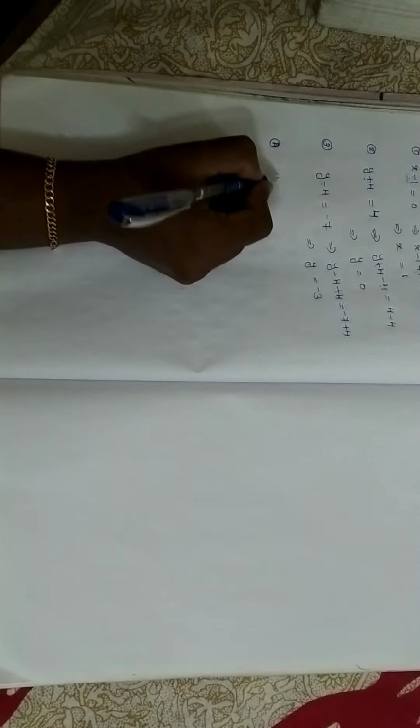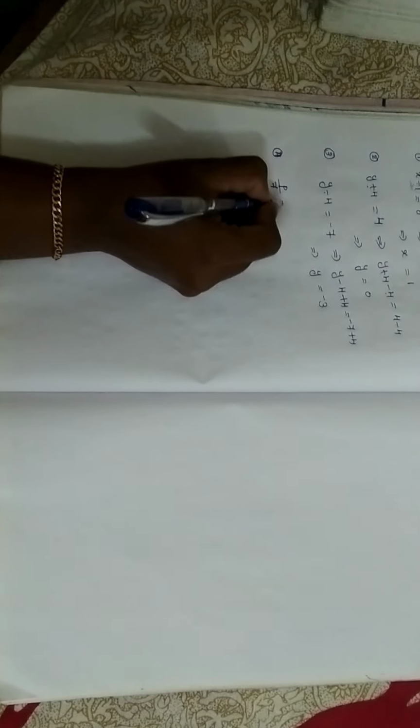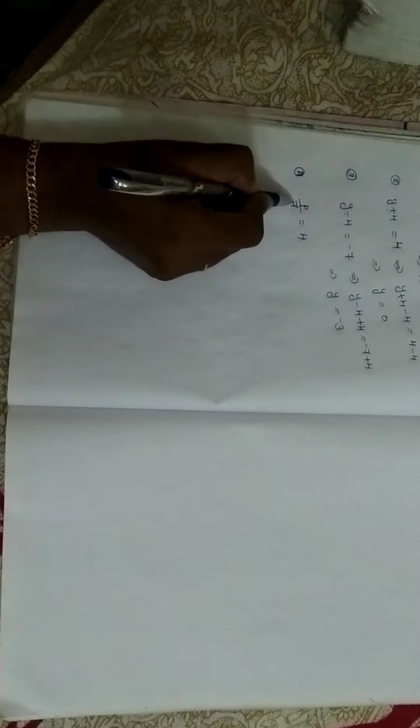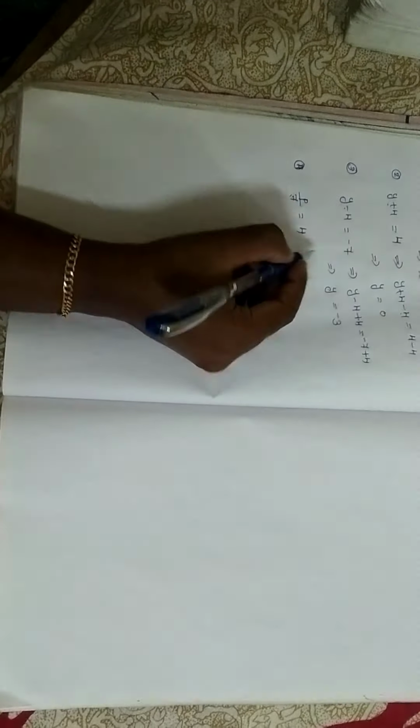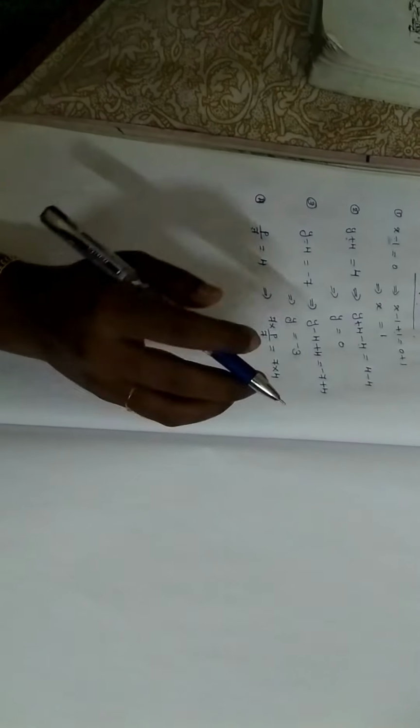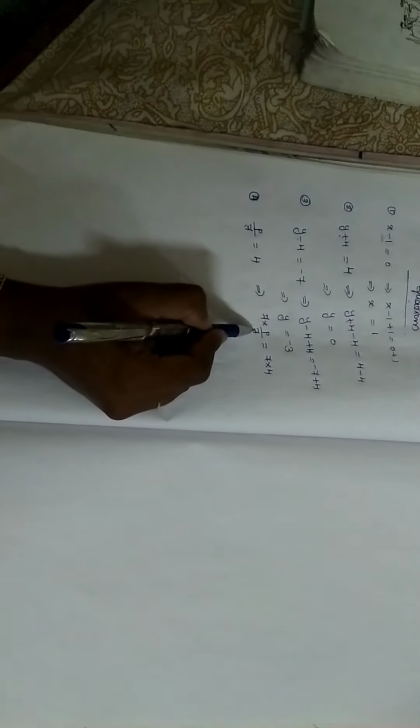Next question. p by 7 is equal to 4. So here it is division, so we take multiplication. 7 into p by 7 is equal to 7 into 4. We want to do the same operation on both sides. So 7 by 7 is cancelled, so p is there. p is equal to 7 fours are 28.